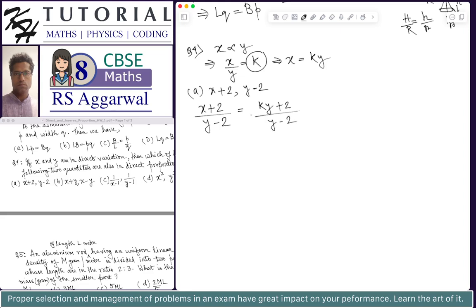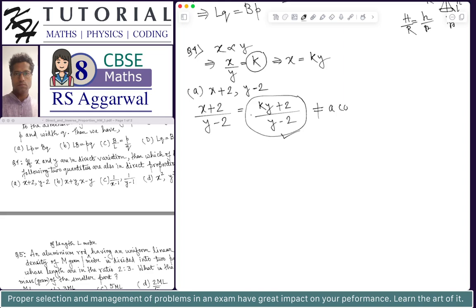Now this expression is not a constant. As you can see, it is dependent on y. So it is not a constant. By constant, I mean that if this expression was involving only the constant k and any other numbers, then it would have been a constant. But since (x + 2)/(y - 2) is this expression and it has the y, we cannot eliminate y. You cannot remove y from this expression. So this is not a constant.